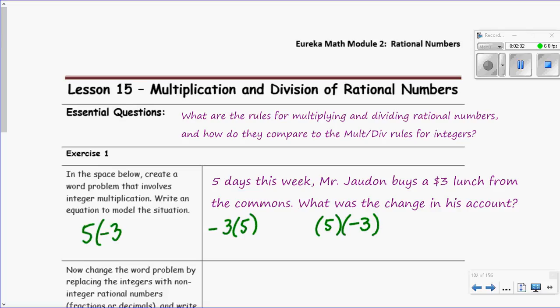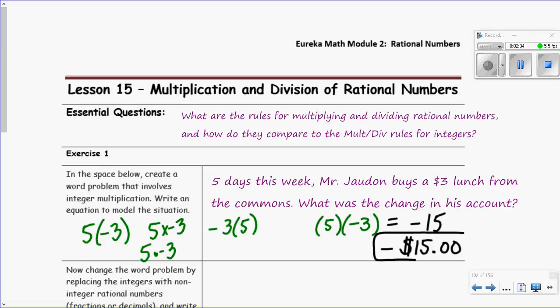It can look like this. It can look like this. It can be the dot. There are a lot of different ways. The parentheses are going to be common in the future because you're not going to see a symbol between them in algebra a lot of times. So what is the result though? We want to know 5 times -3. They have different signs, so it's a negative answer, and the absolute values, 5 times 3, is 15. So -15, or we can write it like this, -$15.